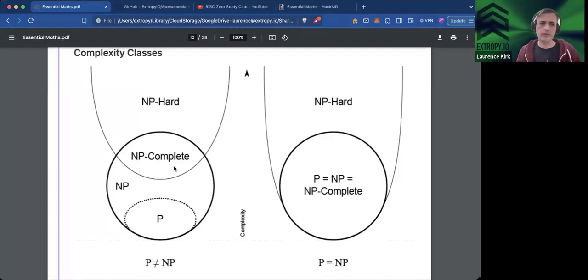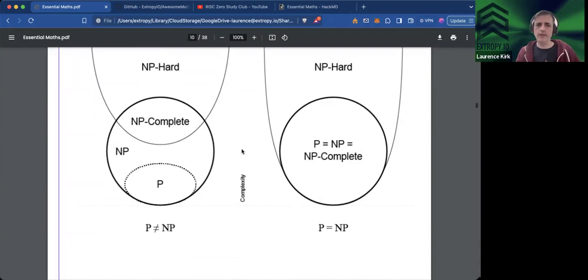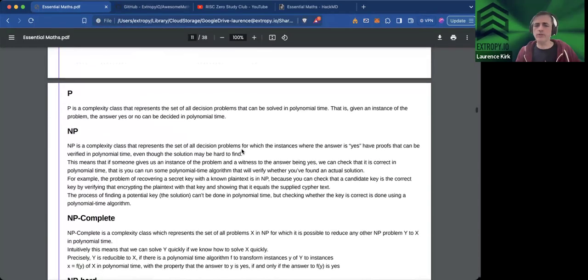And so we're looking at this diagram on the left-hand side, where the polynomial problems, the ones that I've just spoken about, which are relatively easy to solve or to verify, are seen as being different from the NP problems, which are this larger circle that you see here. So having said that, what do these classes mean?